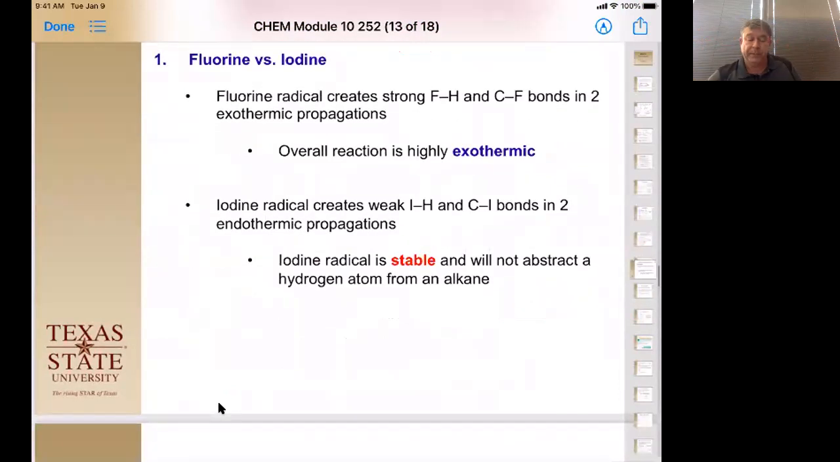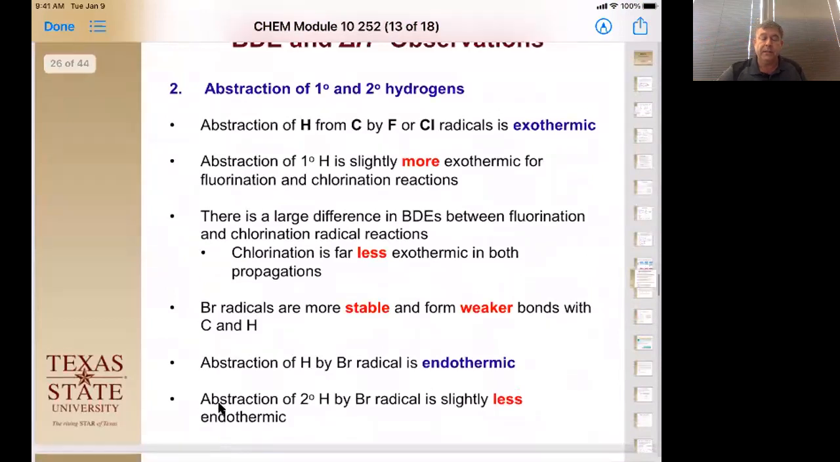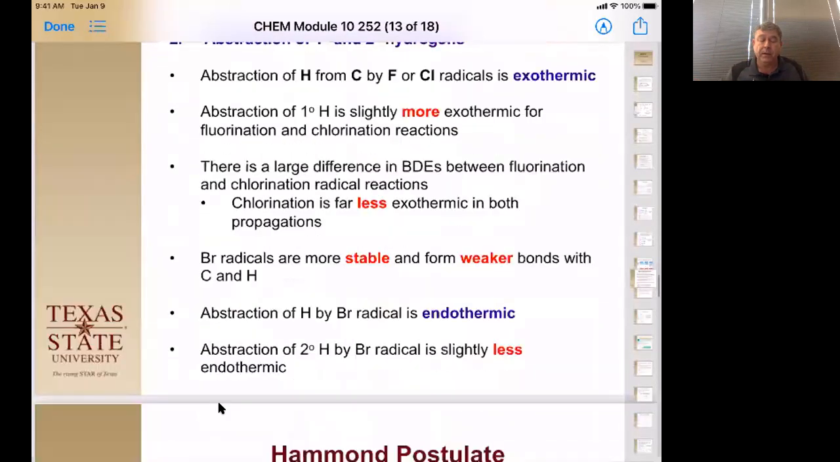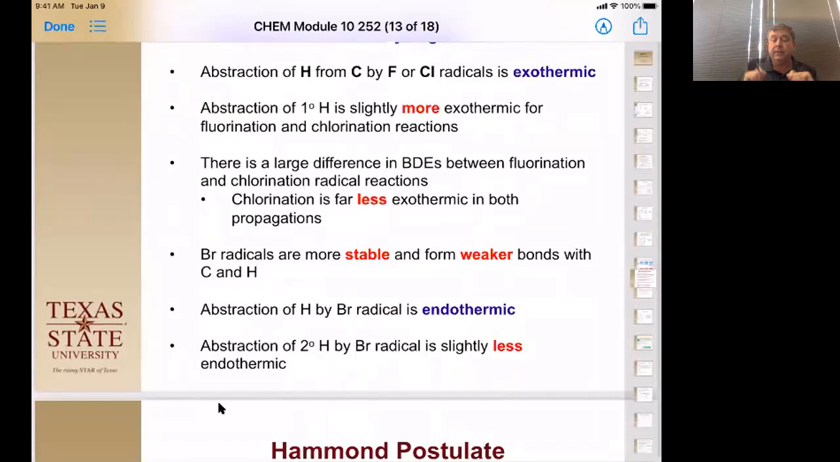All right, we also noticed that it was slightly more exothermic to extract the primary hydrogen than the secondary hydrogen, okay? And therefore, even though that it was doing that, it was still giving us an exothermic reaction until we got to the bromine radical. Trying to extract the hydrogen with the bromine radical was actually endothermic for the primary, okay? So because it was more endothermic to abstract it from the primary, it prefers the secondary, and we have a higher selectivity of it reacting with the secondary. In fact, the one with the secondary is less endothermic, but it's still endothermic.